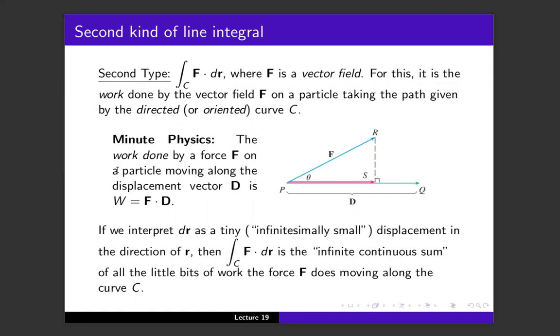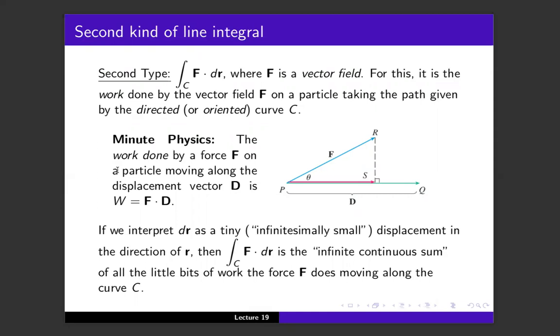Now, why is that significant? Well, if you think about dr as a tiny, quote unquote, infinitesimally small displacement in the direction of r, then you can think of F dot dr as the quote unquote infinite continuous sum of all of the little bits of work that this force F is doing, moving this thing along the curve.